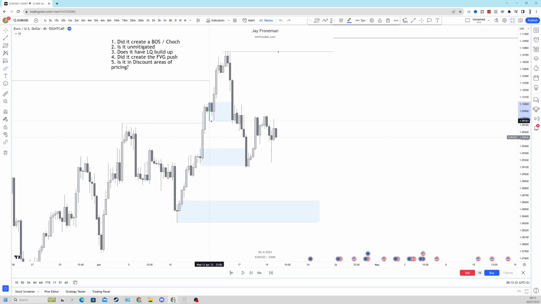So this demand zone formed after that break of structure. So therefore, this zone did not create the original 4-hour swing break of structure. So therefore, point number 1 does not apply. So immediately, I know that this is not an institutional level. This is just a standard order block or supply and demand zone. Yes, it's unmitigated. It did not have a liquidity buildup. Price just moved up and pulled back into it very aggressively, so it did not have the liquidity buildup.